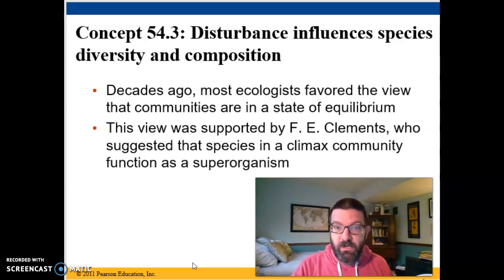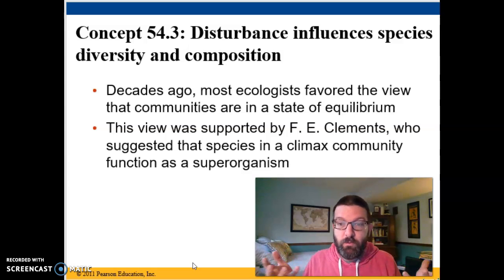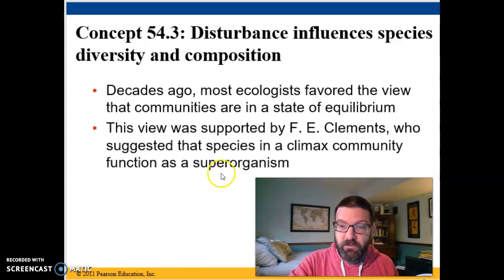And decades ago, most ecologists thought that communities tended to be in a state of equilibrium. They were where they were and they were stable. They were climax communities. And some people thought these climax communities more or less operated as a superorganism.